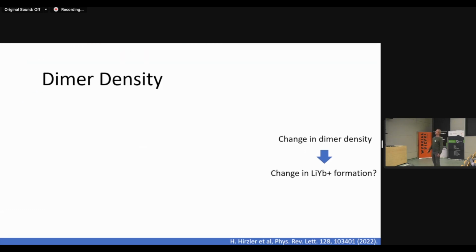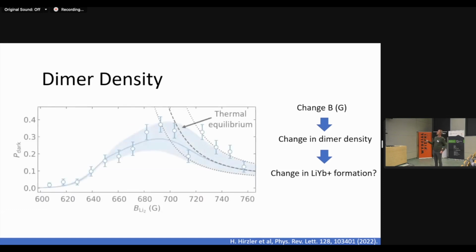We can also change the dimer density. For this, we can change the magnetic field. So you may expect that the closer you go to the Feshbach resonance, the more dimers you get. But this is actually not true, because it's a competition between the temperature of the atoms, that's roughly 5 microkelvin in this case, and the magnetic field. So normally you expect some thermal equilibrium between the molecules and the ions that has a particular shape as a function of the magnetic field.